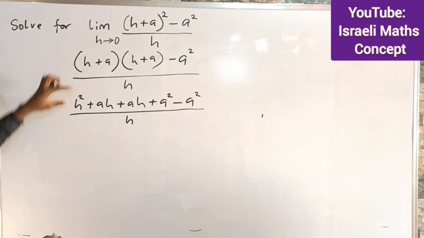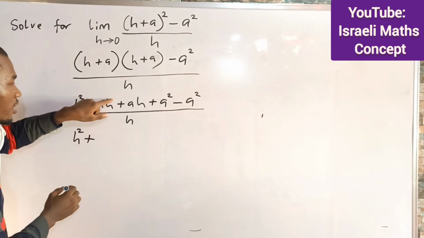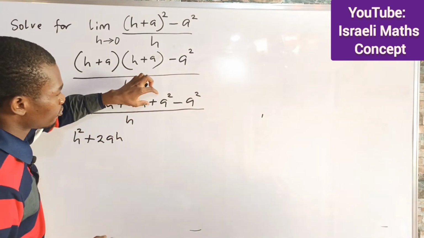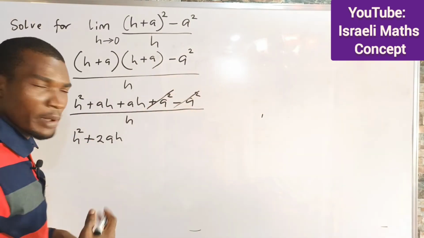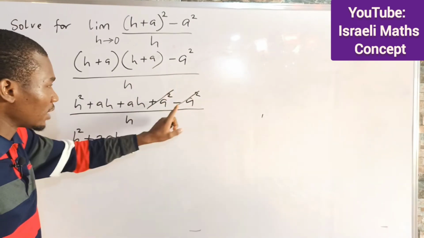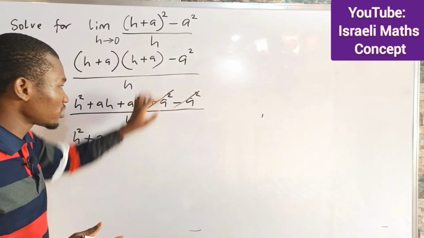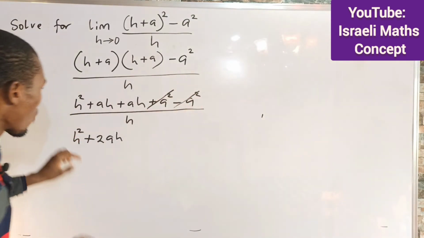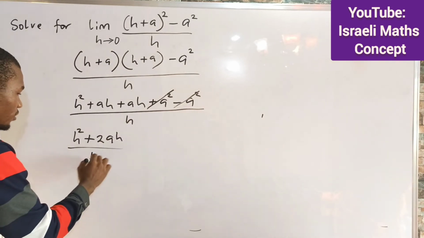Then we collect the like terms such that we have h squared, then plus ah plus ah will give us 2ah. Then we have plus a squared minus a squared, and they cancel each other. Remember, positive a squared means giving you a value of a squared, then negative a squared means collecting the same value of a squared that you were given. And because it is collected from you, you have no other a squared again. That is why we cancel out and we are left with h squared plus 2ah all over our h here.